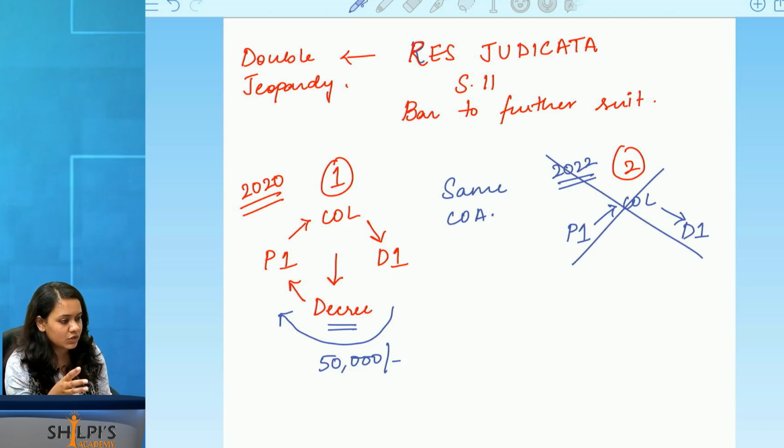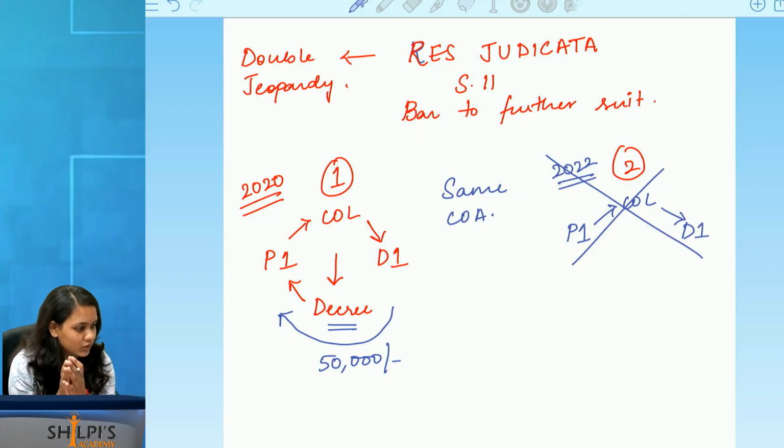Why? Because no person can be punished for the same offence twice or the same tort twice, as you like to call it. Remember, wherever you see the word offence, it is a criminal law provision. You can't use it for civil matters.